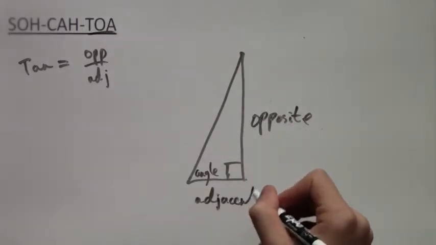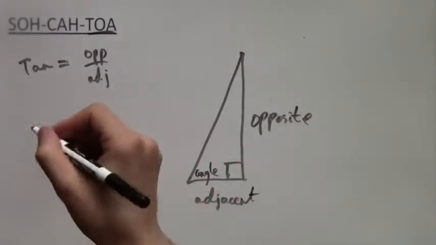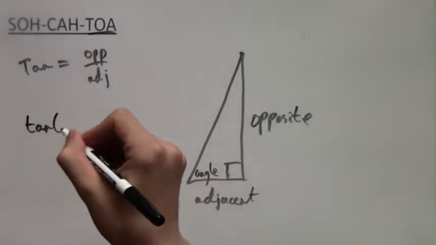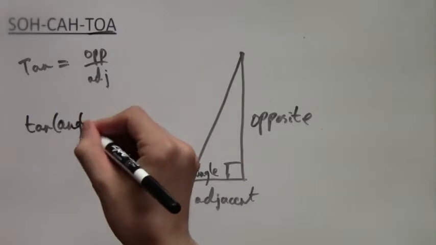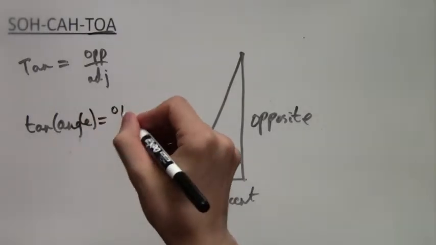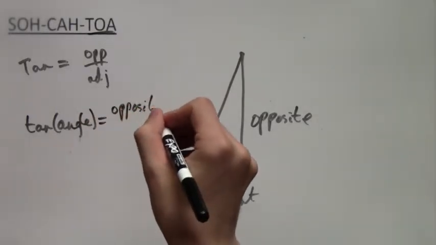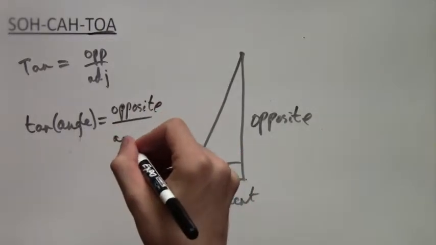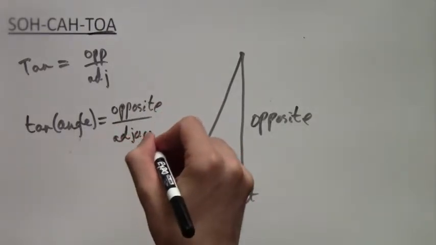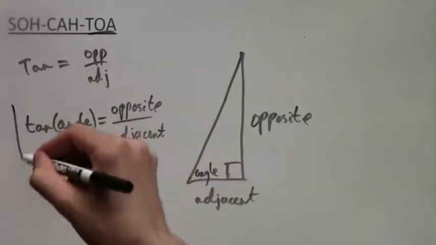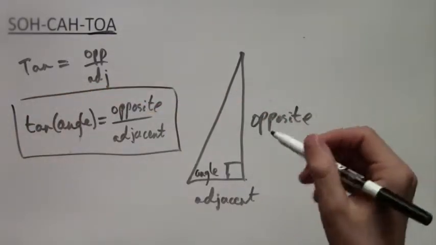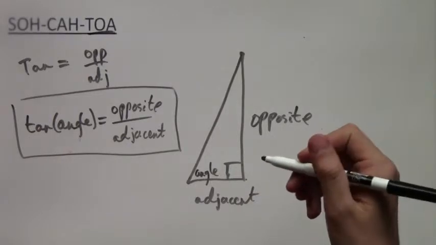What this means is that if you have the opposite and the adjacent legs of the right triangle, then the tangent of the angle is equal to the opposite side from the angle divided by the adjacent side to the angle. So that is what the TOA in SOH-CAH-TOA stands for.